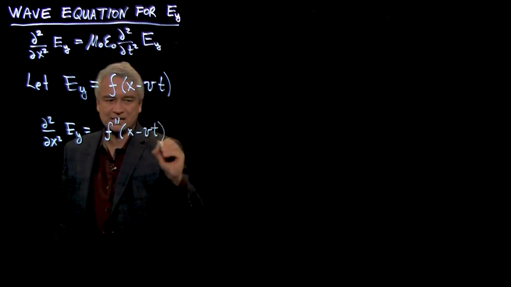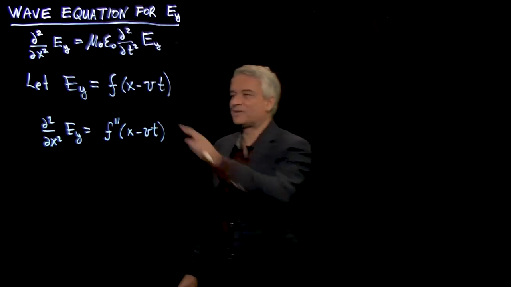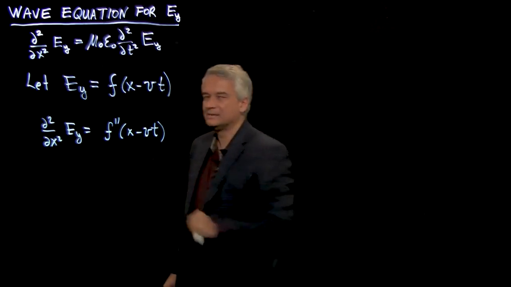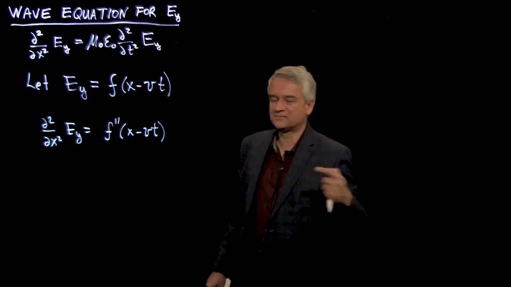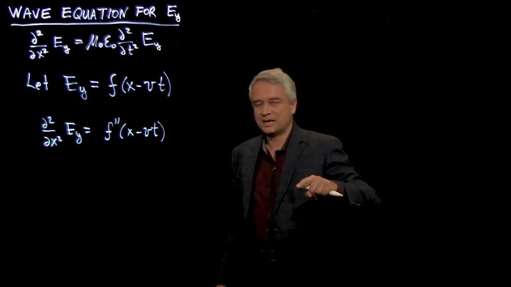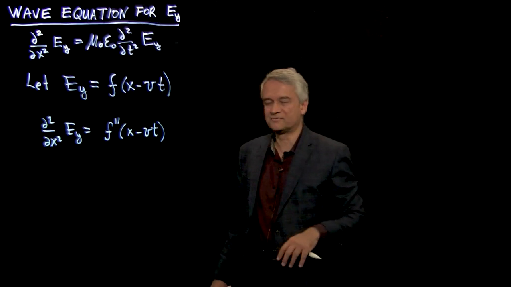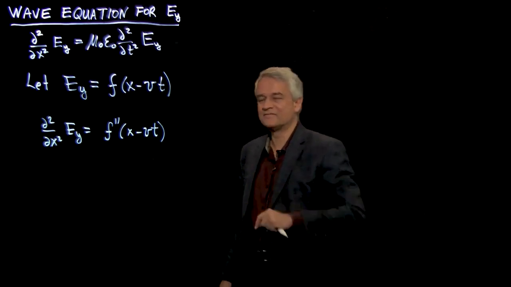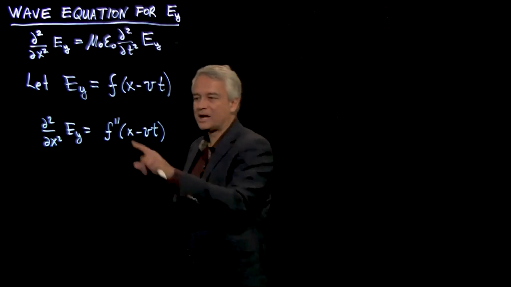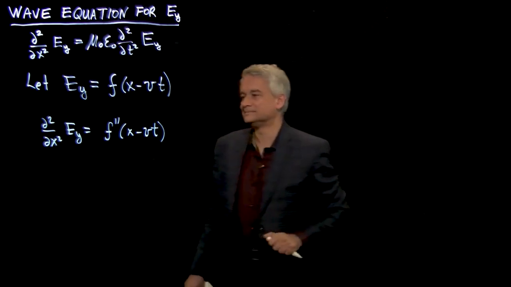Now what do I mean by this? f is a function of an argument. I'm differentiating f with respect to its argument twice, and then I evaluate the new function that I've gotten by differentiating twice. So if I had sine, differentiate twice, I would get minus sine. If I had sine to the 17th, I have to do more work to differentiate twice. But differentiate sine to the 17th twice and I have a new function, f double prime. Evaluate that new function at x minus vt, and that's what I have on the left-hand side.